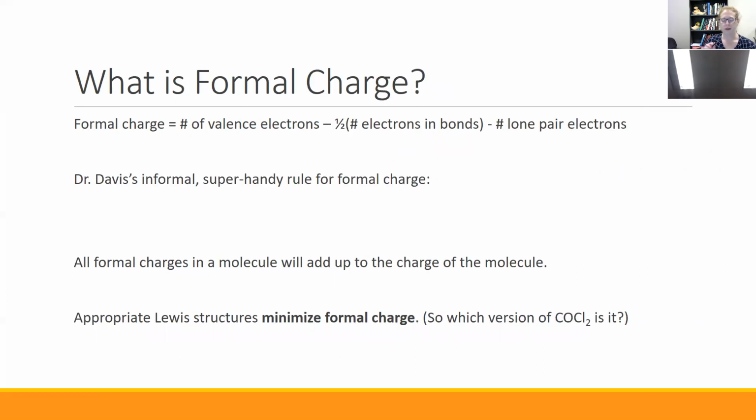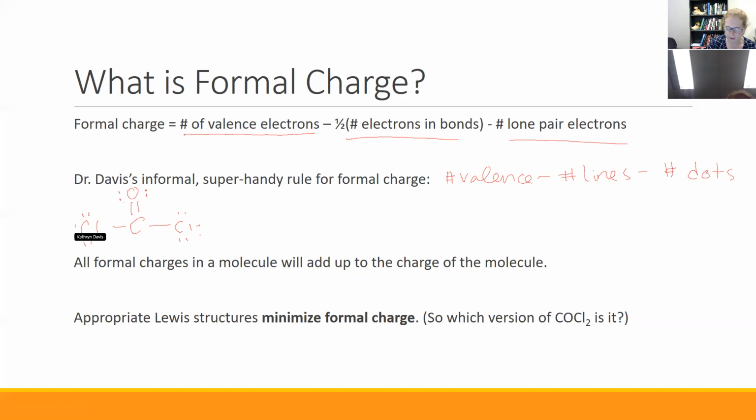Formal charge is a measure of the number of valence electrons that a substance has, and then we take away half of the electrons in bonds and the whole number of lone pair electrons. And to be honest, my super handy informal rule is just to say number of valence minus number of lines minus number of dots. So back in that carbonyl chloride structure, remember this one was one of our structure options.